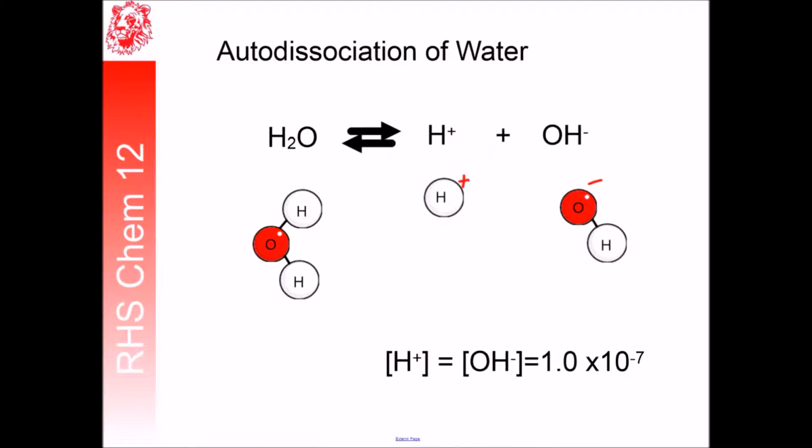If you're going to take one water and split it up into a hydrogen, you also have to make an OH minus. So in normal regular water, the concentration of H plus has to equal the concentration of OH minus. And that happens to be, under normal conditions, 1.0 times 10 to the negative 7. It's called the auto dissociation of water. It happens all the time and you can't do much about it.